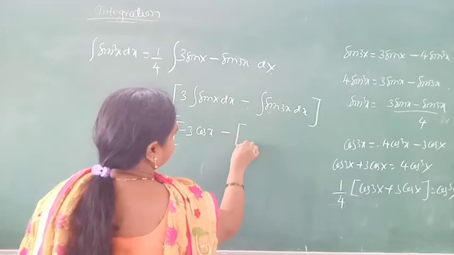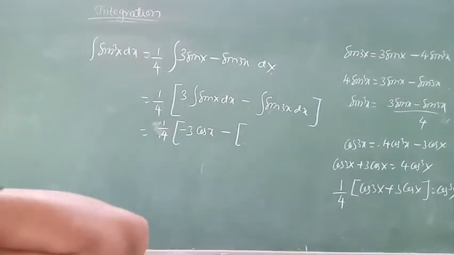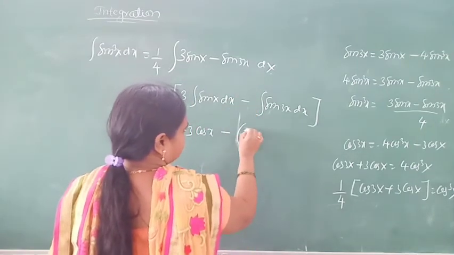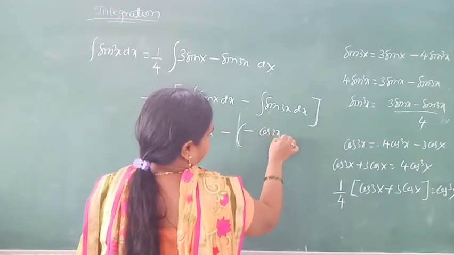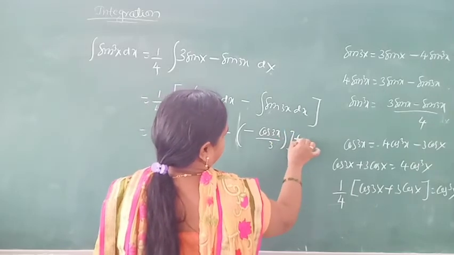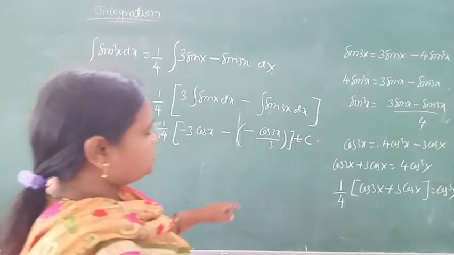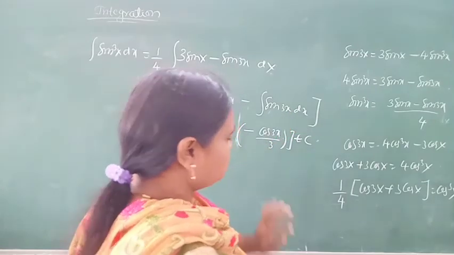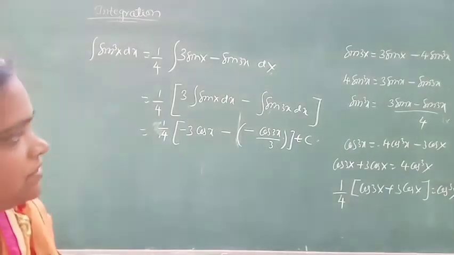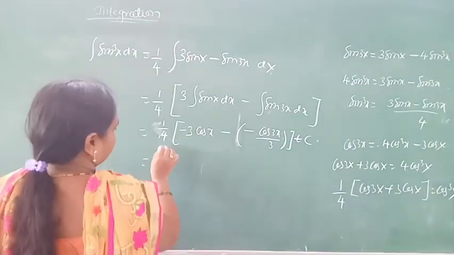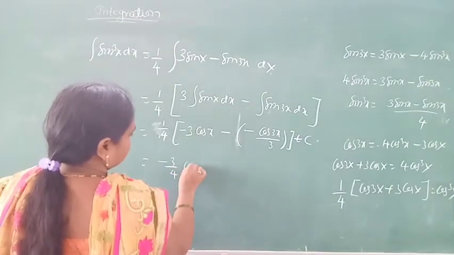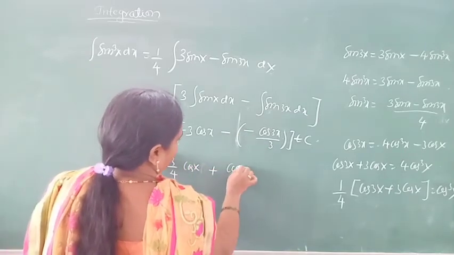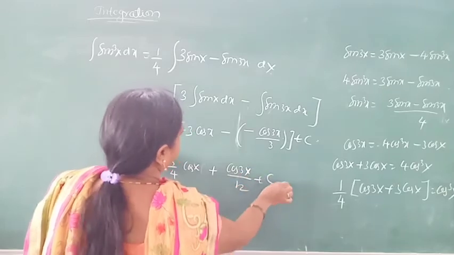Minus, integration of sin 3x is minus cos 3x divided by 3 plus c. Why are we taking this? Just now I explained, if the angle is multiplied by some constant, that constant we take in the denominator. We gave the formula also. Therefore we can write minus 3 by 4 cos x, and minus into minus becomes plus, 4 into 3 is 12, cos 3x by 12 plus c.